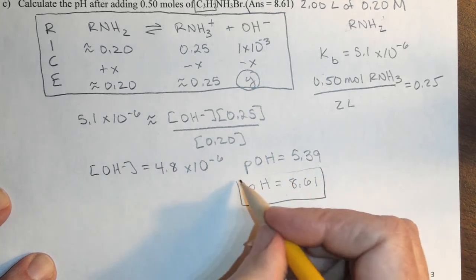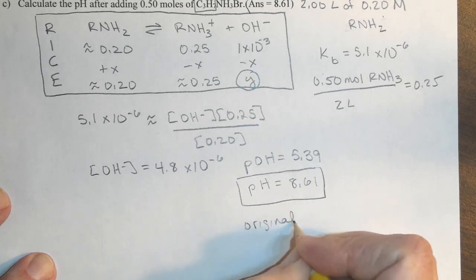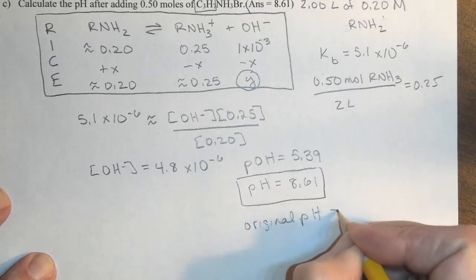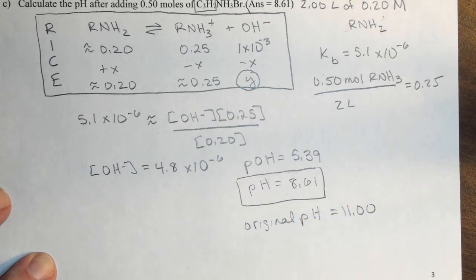Now from the original problem, the original pH was equal to 11.00. So the pH did indeed decrease as you predicted.